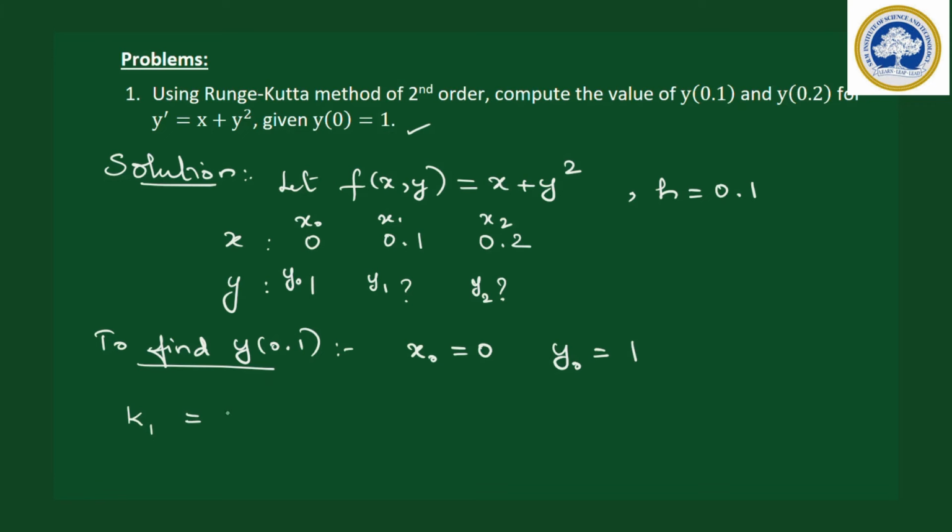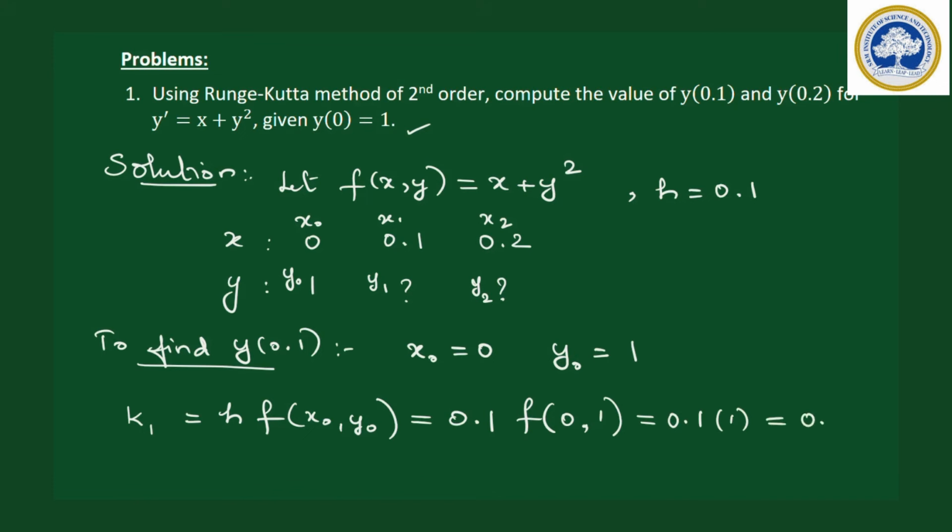So here let us consider k1. We know the formula for k1 is h times f(x0, y0). So this is equal to h, which we have considered as 0.1, and f(x0, y0) with x0 = 0 and y0 = 1. We have already assumed f(x, y) = x + y^2, which is given in the question. So if you put x = 0 and y = 1, the answer will be 0.1 times 1, which is equal to 0.1.